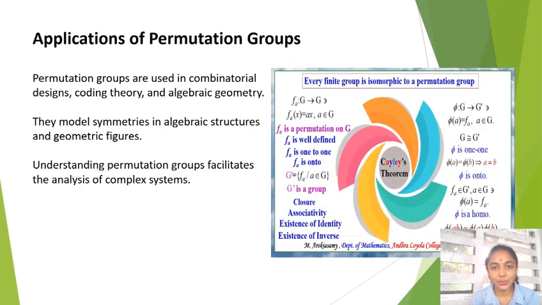Applications of permutation groups. Permutation groups are used in combinatorial designs, coding theory, and algebraic geometry. They model symmetries in algebraic structures and geometric figures. Understanding permutation groups facilitates the analysis of complex systems.